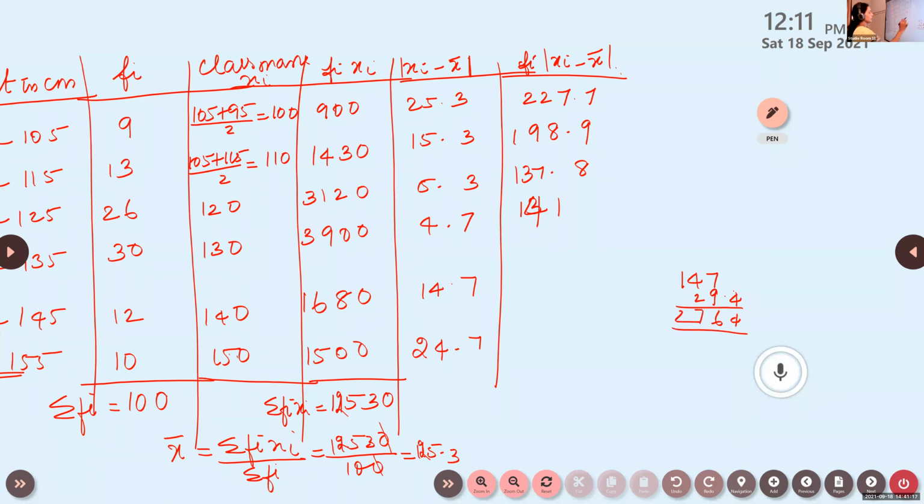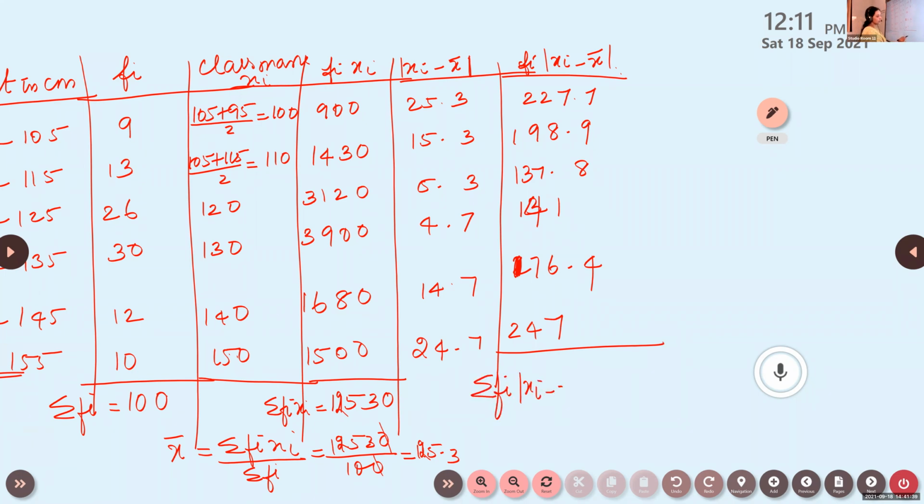7. 276.4. I'm sorry, not 2, 176. Here now decimal values there. 176.4. Next is 247. Then find out what is sigma fi into modulus of xi minus x bar. Find out the sum.